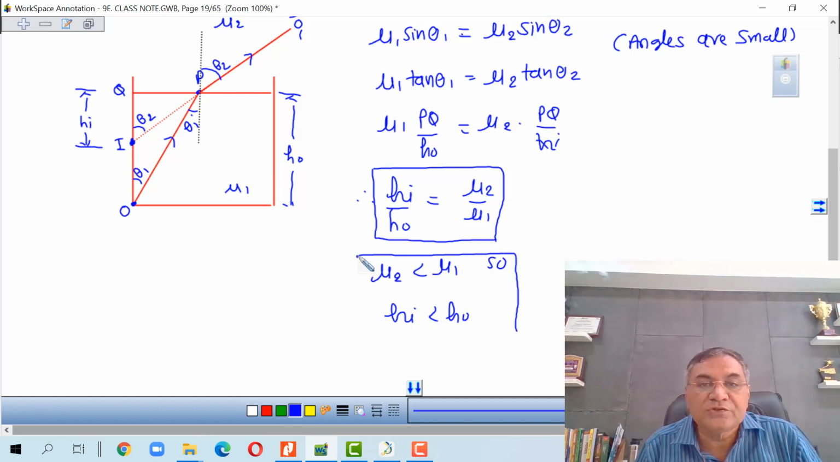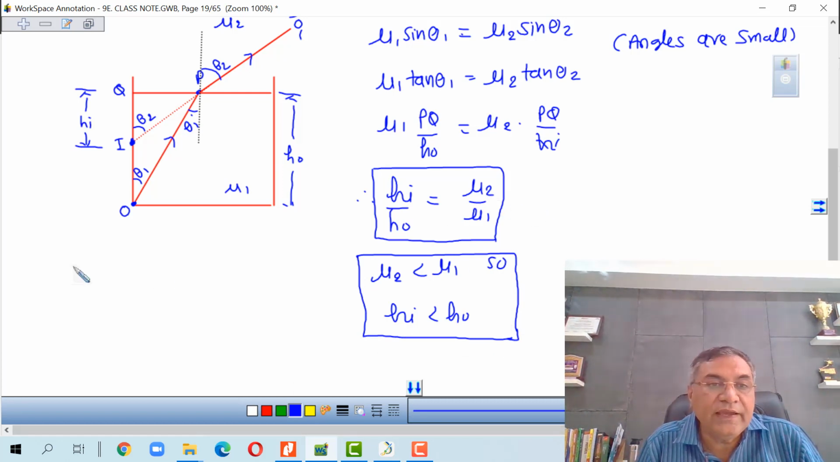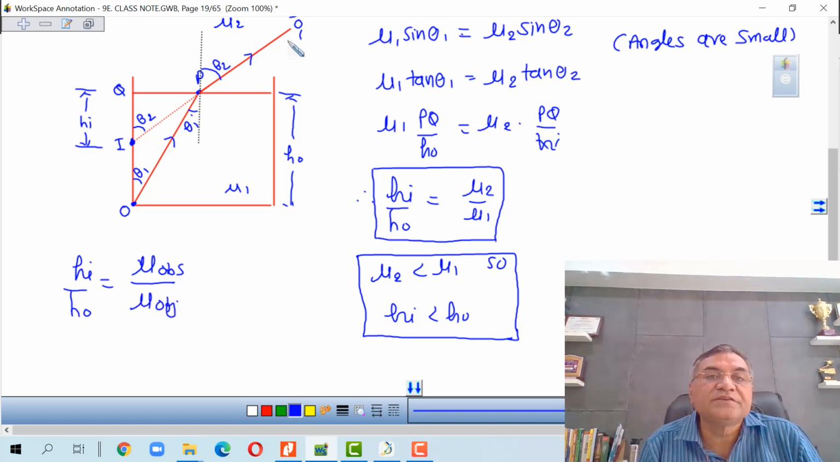This is not always the case. It depends on which medium you are looking from. So we will write this as HI upon HO is equal to, in general, mu of observer upon mu of object. So here the observer is in air, so mu is of air, divided by mu of object, which is in water or whatever. So we remember the formula like that.